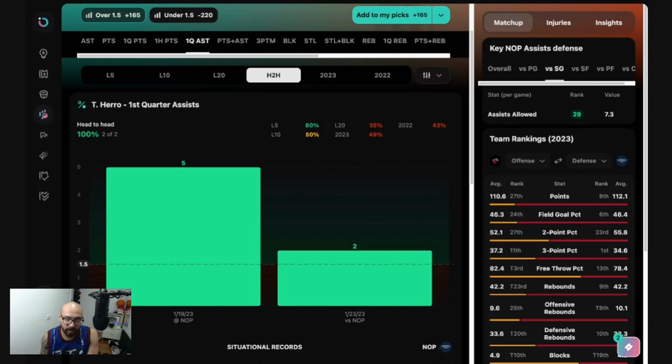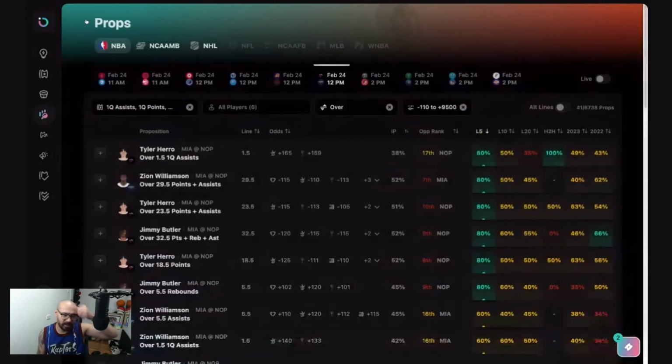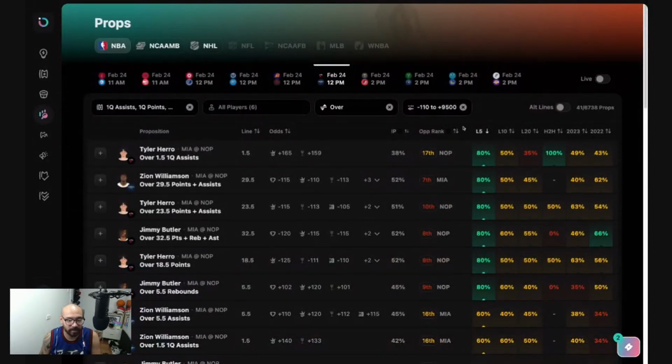So let's quickly check the point guard matchup, and it's a really difficult one. 5th fewest assists to point guards. So that makes it a little bit difficult. Tyler Herro, I'm not feeling it too much, to be honest, because it's only his last 5 games. All the other factors pretty much going against him. And what else do we have?